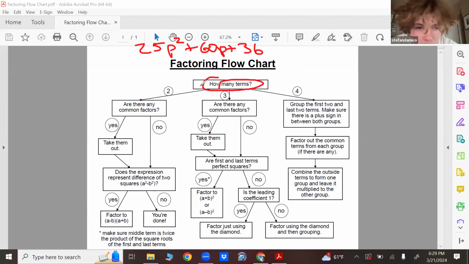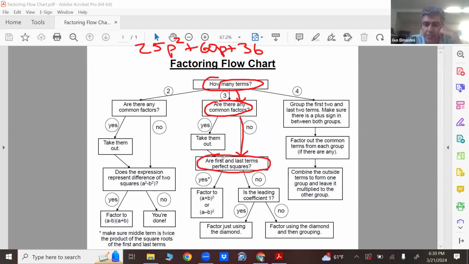How many terms? Okay, how many terms do we have? 3. Okay, so I'm gonna go down this way. Okay, next, read the next question for me, please. Are there any common factors? Okay, so my numbers are 25, 60, and 36. No, right, because 25 is odd, so you're not gonna have 2, and 25 is 5, but you don't have 5 taking out 36, so no. So I'll go down this way, right? Okay, read for me the next question.